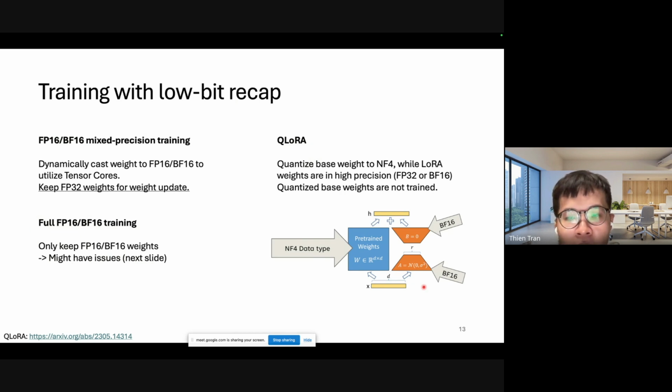The idea is that once we have the pre-trained weights, we can quantize them. And we only need to train the high precision, much lower rank weights, the A and B matrices. Usually these are much smaller than the base weights. That's why we can keep these in high precision and keep the base weight quantized, which is much smaller. I think this one should be FP32, because if you have BF16, you have the same problem as the full BF16 training.